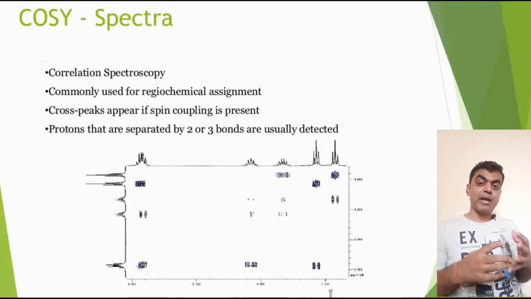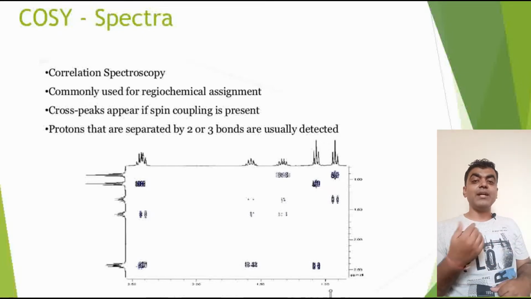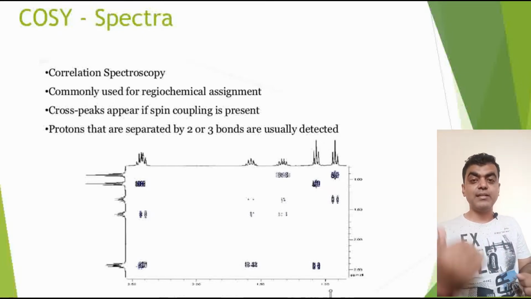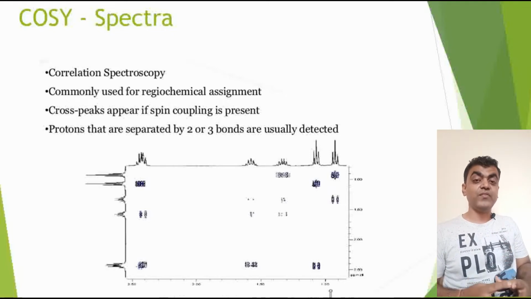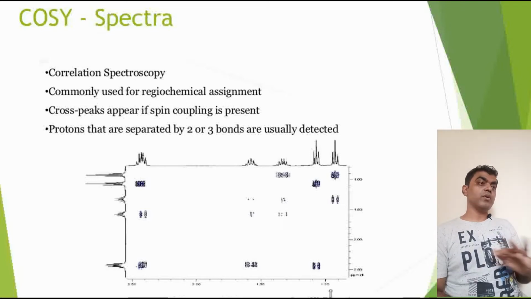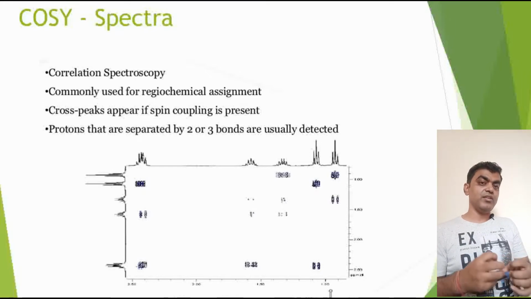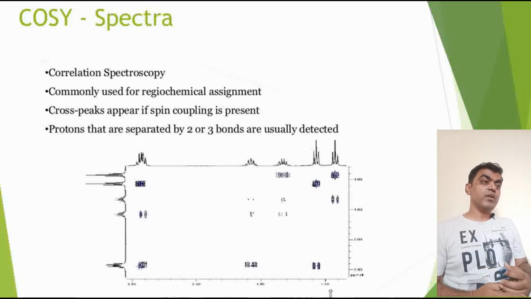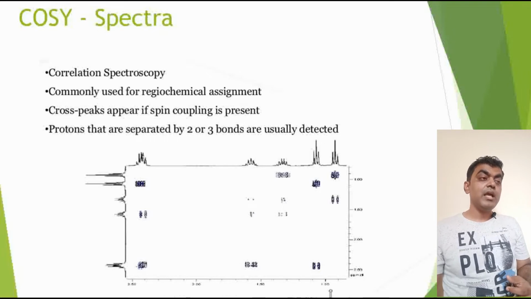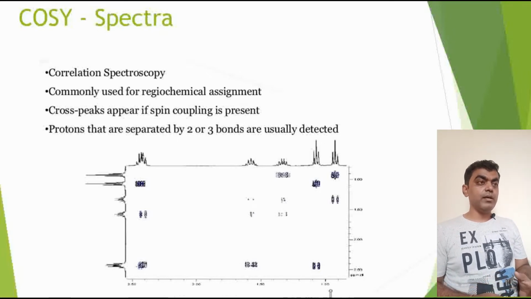If the peaks match absolutely, then your identification, whether it's a doublet or triplet, whatever you have identified, becomes a confirmatory study. Okay, so this is correlation spectroscopy, commonly used for regiochemical assignment. So you have different regions, and for regiochemical assignment we can use it. The cross peaks appear if spin coupling is present.